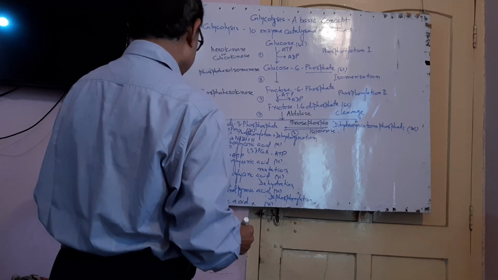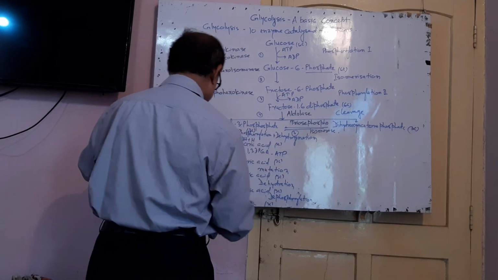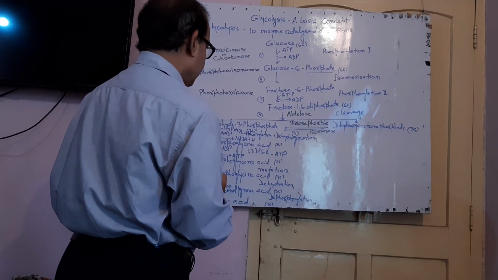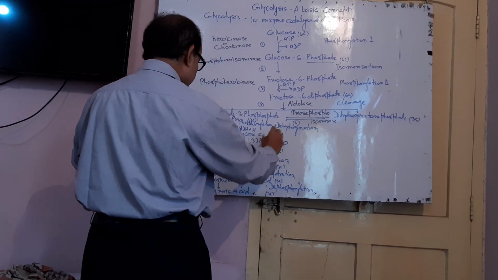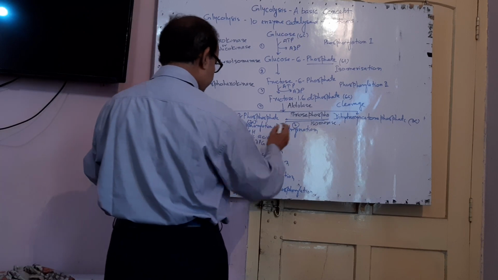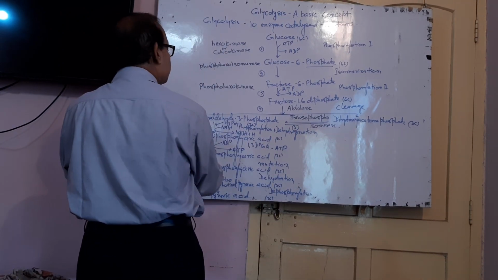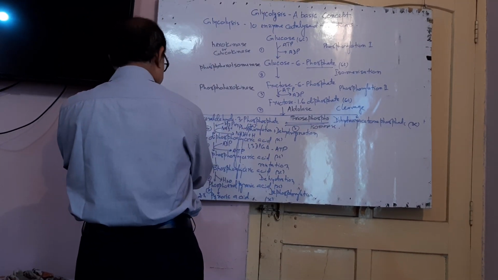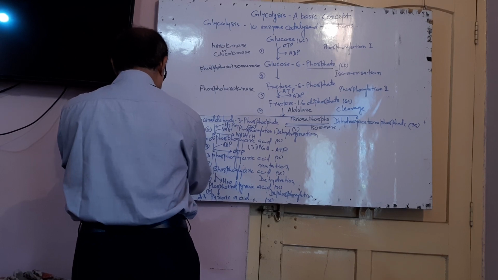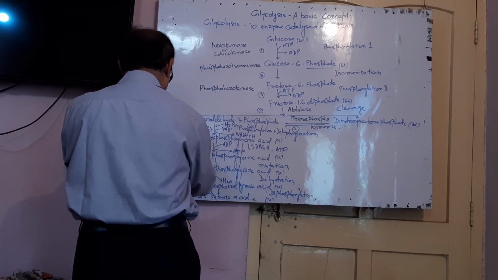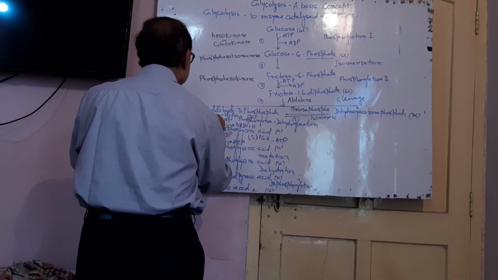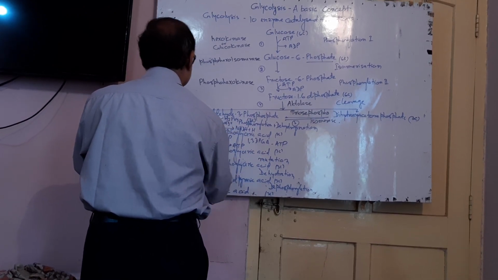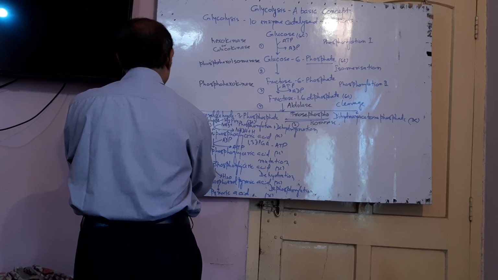The sixth enzyme is one in which two processes are involved, phosphorylation and dehydrogenation. So it is called 3-phosphoglycerol dehydrogenase.